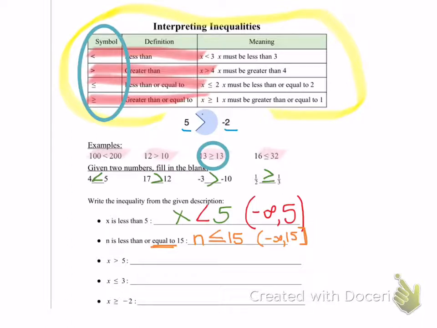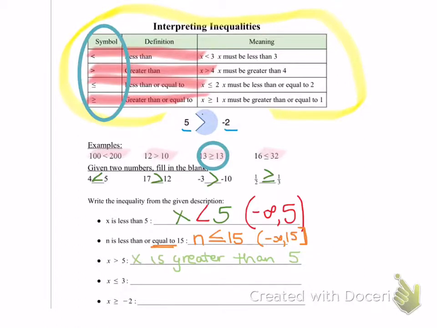All right, the next three just want us to write it in words. So let's go for it. If I have x is bigger than 5, I'm going to write that x is greater than 5. So that's how I would write that one.